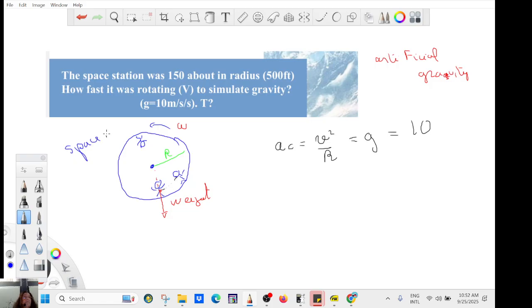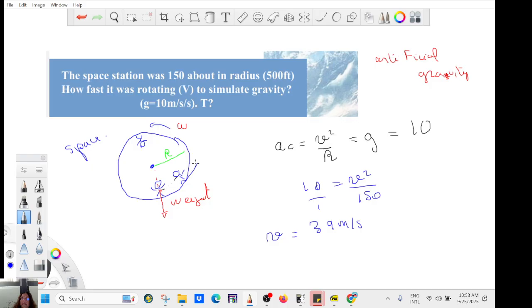What did you get? 39. 39, yes. Do you all find that? So 10 equals speed squared over 150. So the speed here should be 39 meters per second.